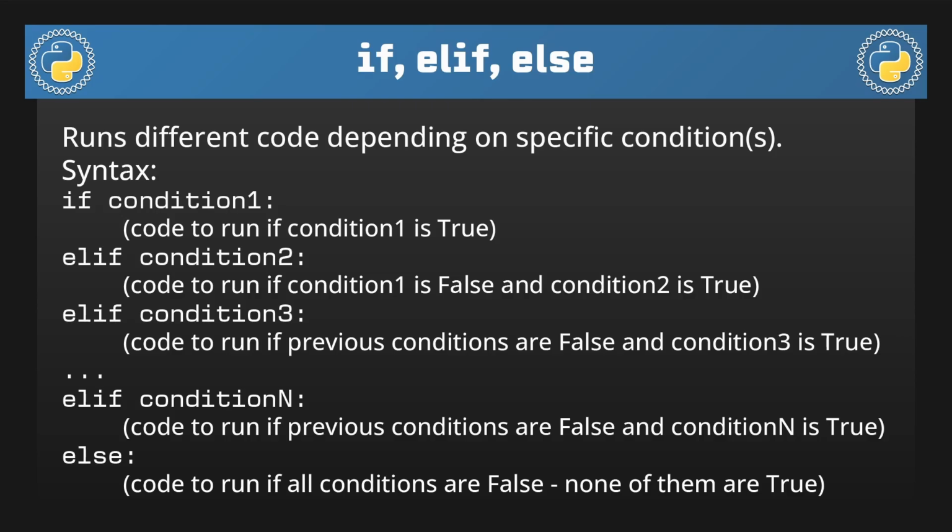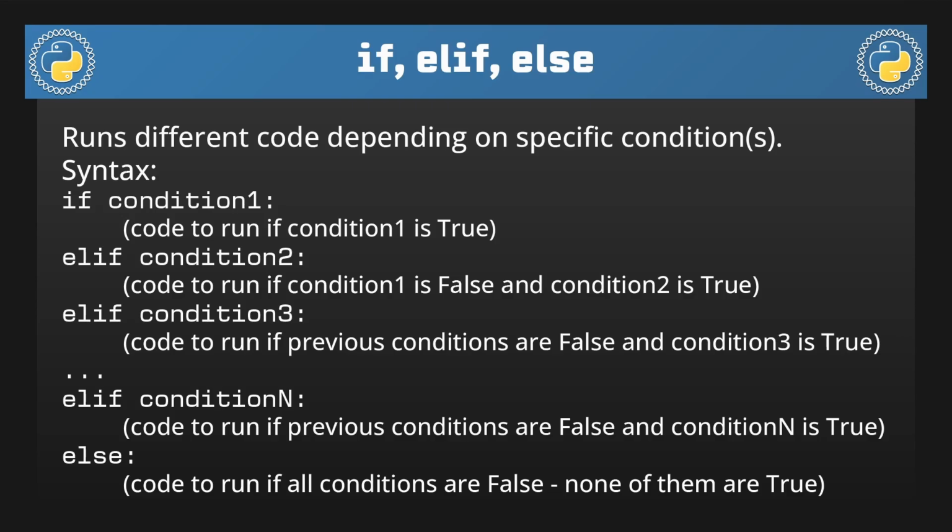Firstly, starting with the if statement. So there's an if in lowercase, and then the first condition, and then a colon to signify that the code to run if condition 1 is true will come next. And the code to run if condition 1 is true is also indented to clearly show that this is a specific branch of the code.